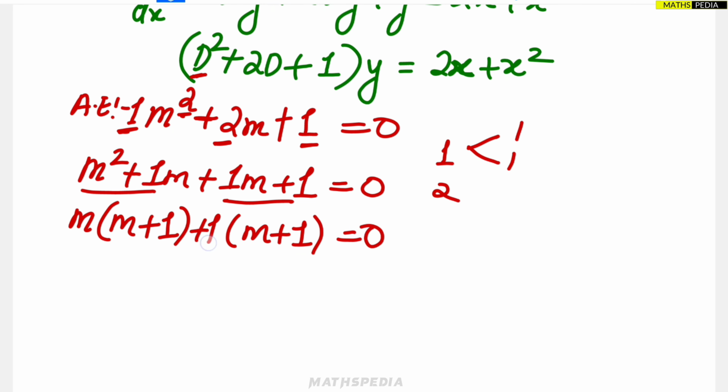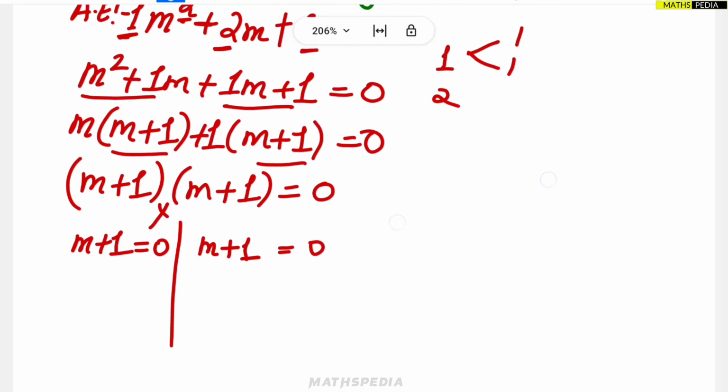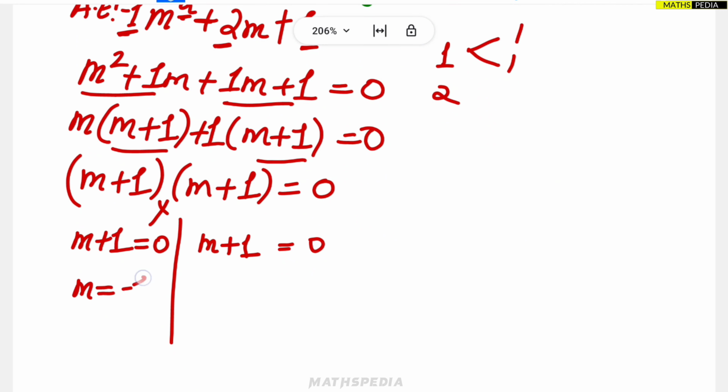So outside I can keep plus 1. This and this are equal, so m plus 1 outside. Left out is m plus 1 again, equal to 0. So the factors: m plus 1 equal to 0 and m plus 1 equal to 0. From here the m value can be written as minus 1. From here also the m value can be written as minus 1. So we got equal roots, right?